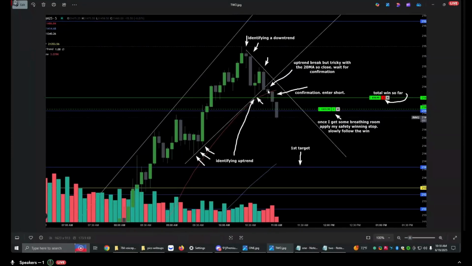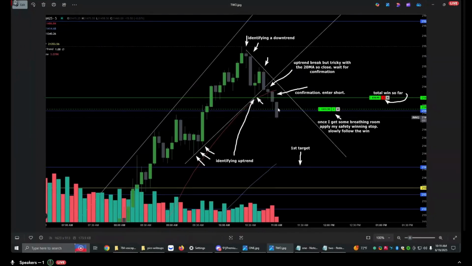The uptrend was broken on this candle here. It opened underneath my support trend line. But this is tricky with the 20 moving average being so close, so I had to wait for confirmation. So we tested it. Looks like we just kind of bounced up and down here for a little bit. Next candle broke underneath. Confirmation. Enter my short position. Looks like a confirmation came down. I entered down here and continuation confirmed down here.